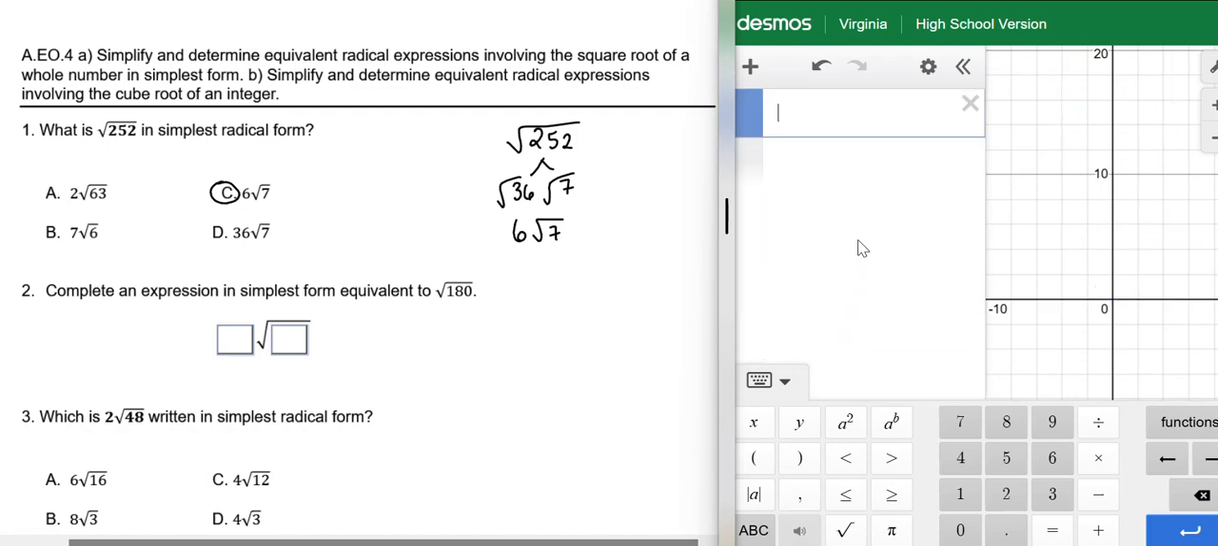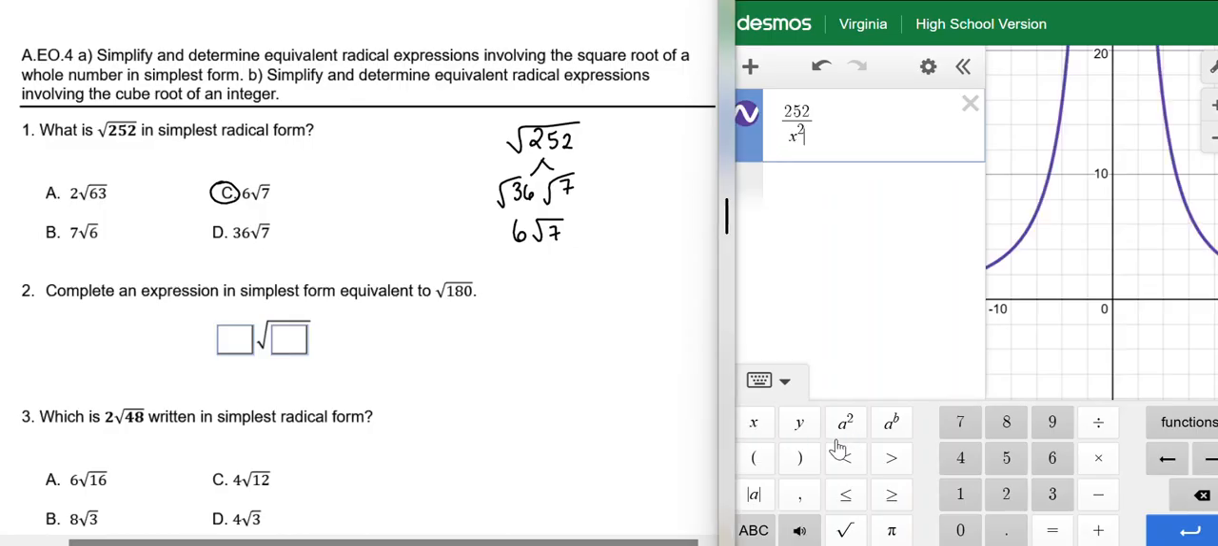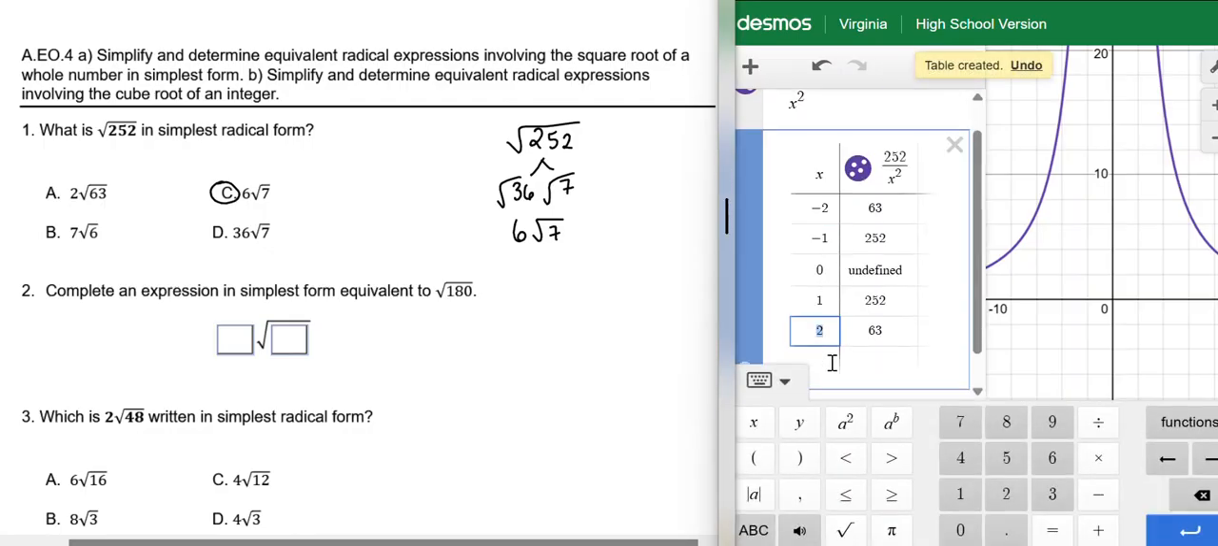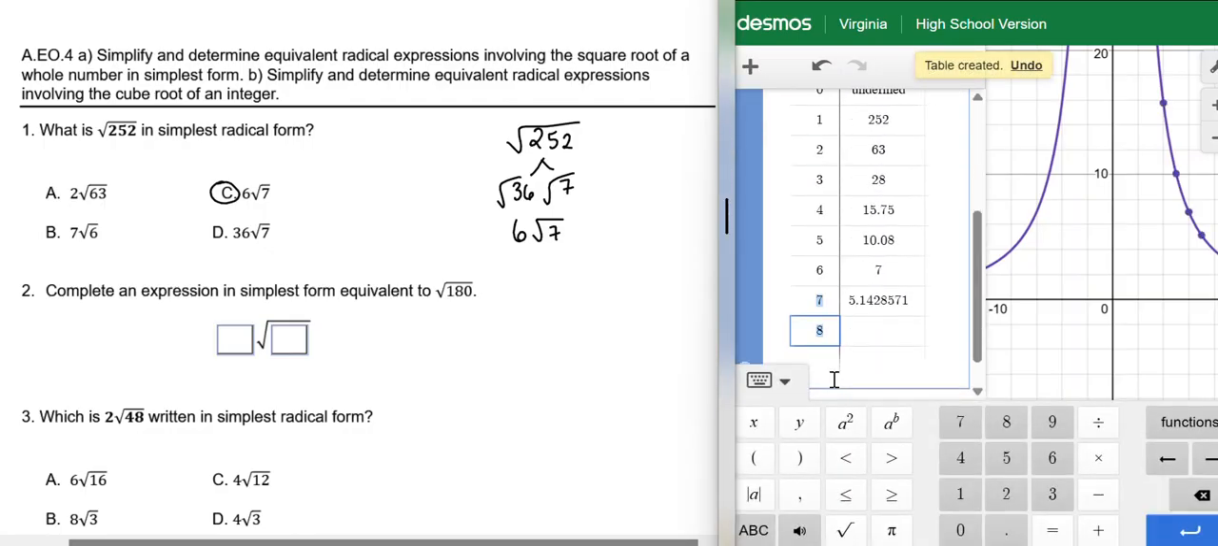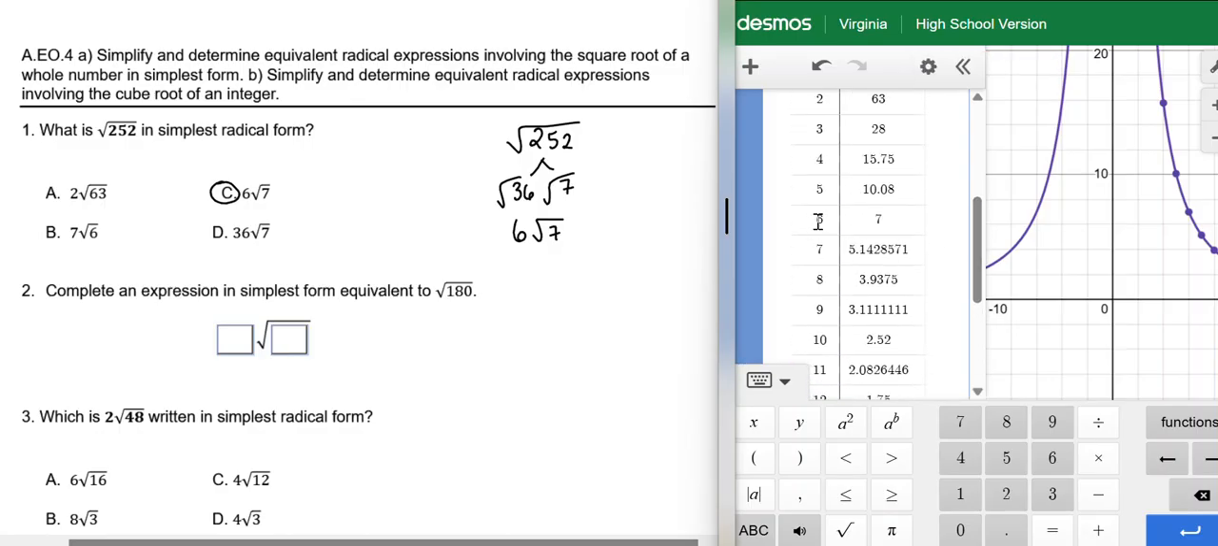But here is the trick you can use in Desmos if you want to simplify this, but you have to remember the steps. Here you're going to do 252 divided by x squared, because that's the perfect square. Then you turn it into a table of values, click on the last button, and keep pressing enter until you get to zeros. And then here you go. The numbers are 6 square root of 7. That's my answer, 6 square root of 7. Okay, that's one way you can do it. Actually, I showed you 2 different ways you can do it.